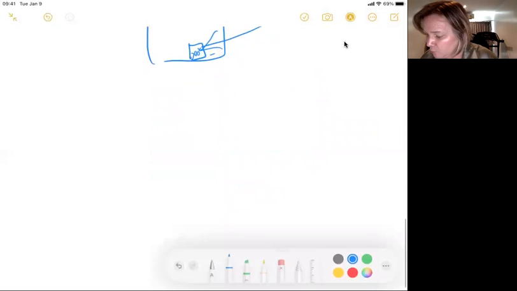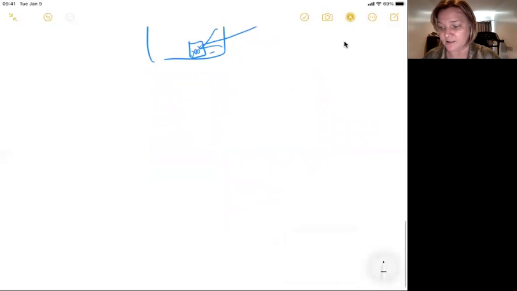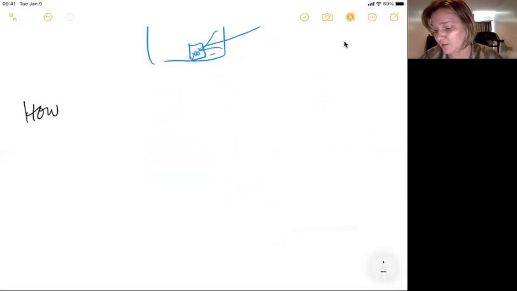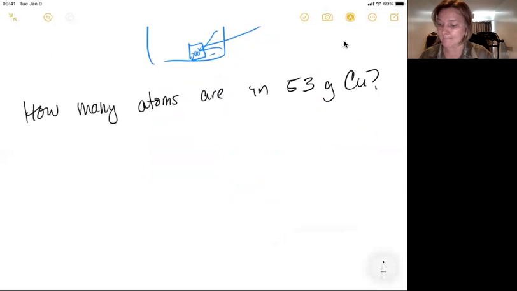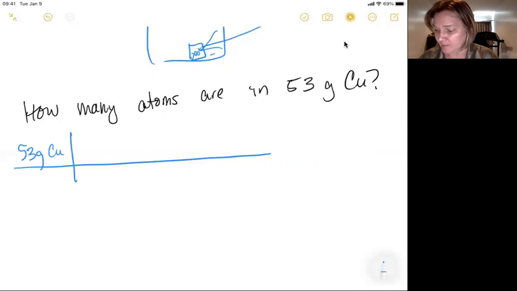All right, so let's do one more of the double conversion factor problem. How many atoms are in 53 grams of copper? Okay. 53 grams of copper, and then I'm going to put an equals there, and then I've got atoms. So I know where I'm starting and I know where I'm going.